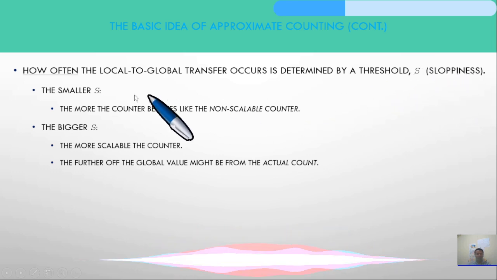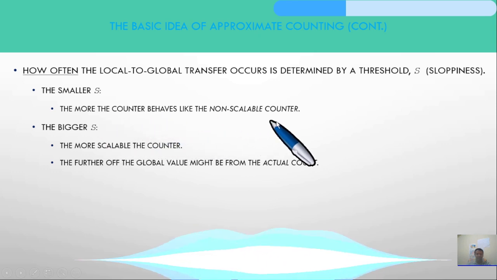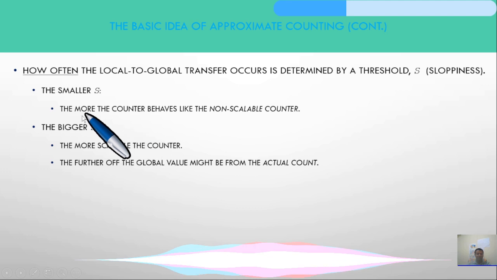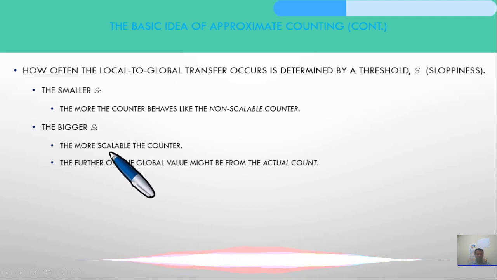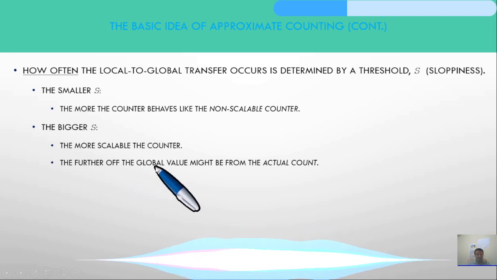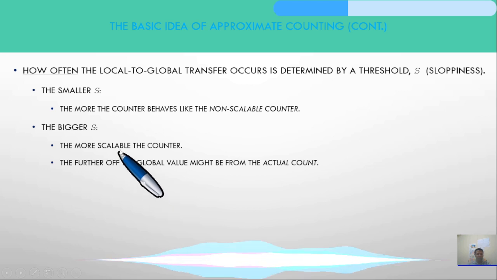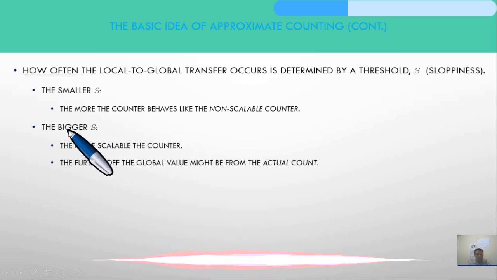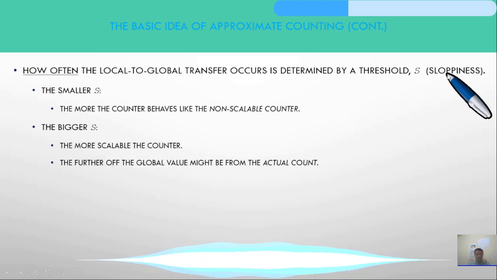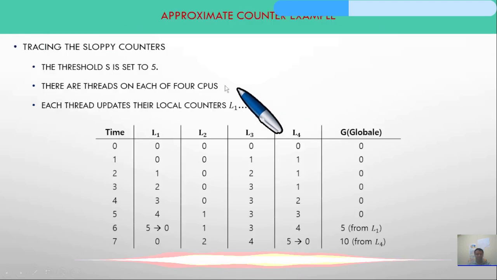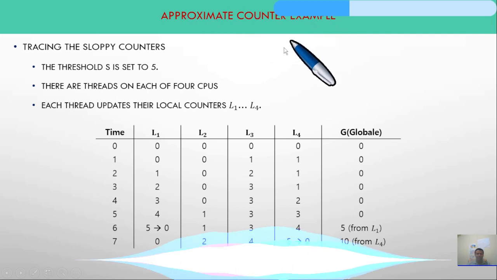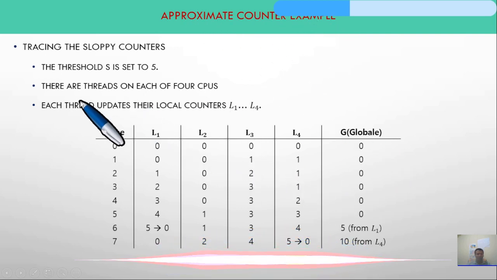So the smaller the sloppiness, the more the counter behaves like the non-scalable counter, and the bigger the sloppiness is, the more scalable the counter, the further off the global value might be from the actual counter. So if you want to make it more scalable, we have to increase the sloppiness value. Let's see the approximate counter example, which is given in the book.